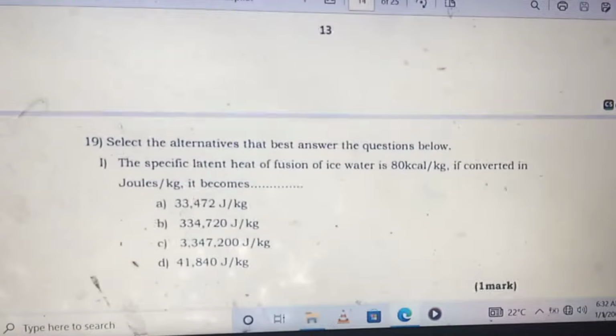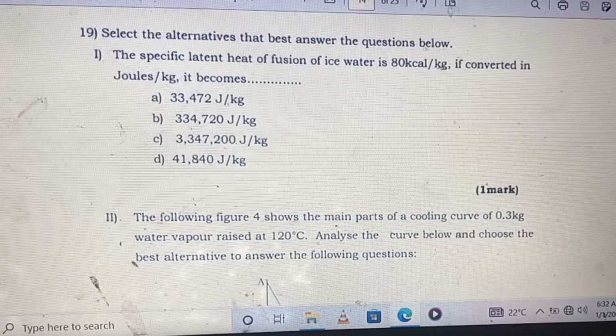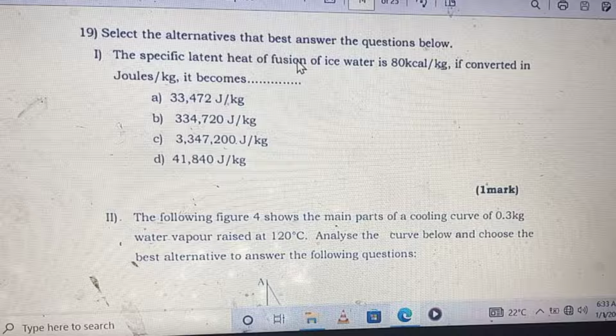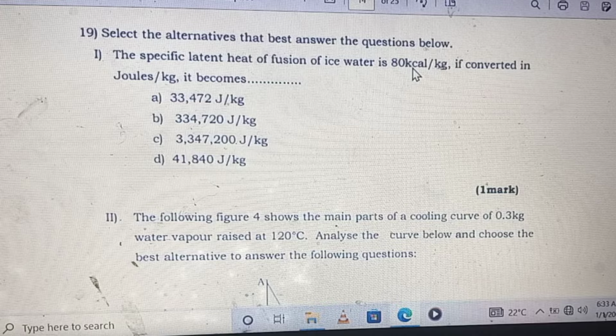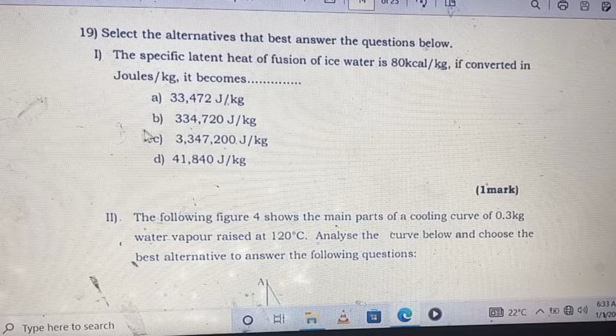Question 19. Select the alternatives that best answer the question below. I. The specific latent heat of fusion of ice water is 80 kcal per kilogram. If converted in joule per kilogram, it becomes the best option is letter B, 334,720 joule per kilogram.